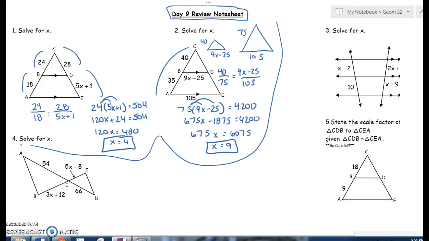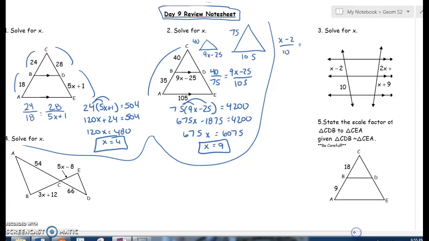All right, number 3, we talked about that yesterday as well. You've got your parallel lines cut by some transversals. It's going to create some proportional sides. So like the top over the bottom on the left side, x minus 2 over 10 is going to equal, it's a little cut off there. Oh, my margins got cut off. It's 2x plus 3 over x plus 9. And what you're going to do is cross multiply. So you're going to have 10 times 2x plus 3 equals x minus 2 times x plus 9.